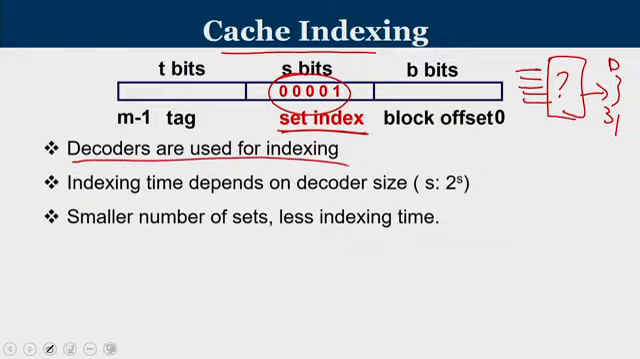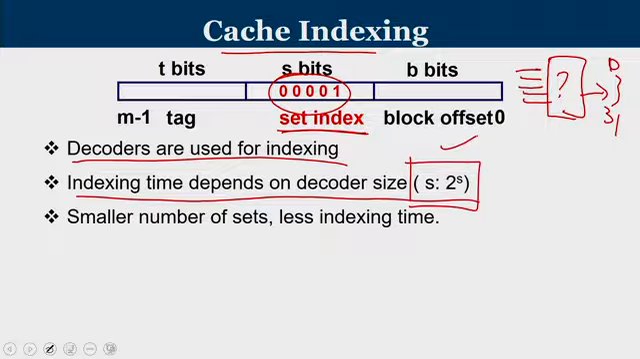Decoders are used for indexing, and indexing time depends on the decoder size. We have a decoder whose input size is S and output size is 2 to the power of S. So when you have a smaller number of bits in the set index, the decoder is of smaller size. That means the time to decode is less, and you will reach the cache memory faster.